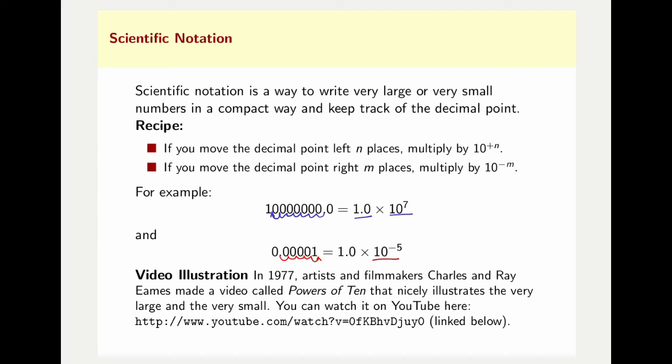And just for fun and a really good illustration, there's a nice video that was made in the late 70s called Powers of 10, and it nicely illustrates the very large and the very small. It's on YouTube, and I'll put a link below so you can go watch it. It's not very long, and it's very illustrative of powers of 10.